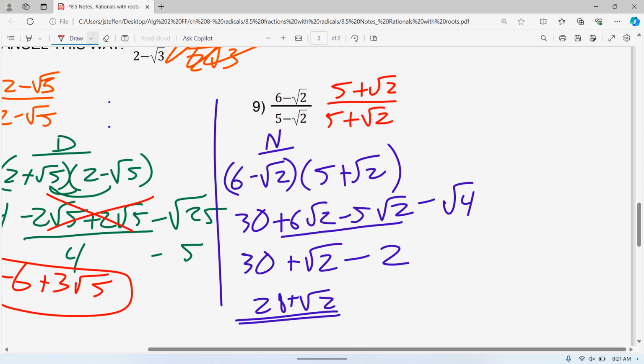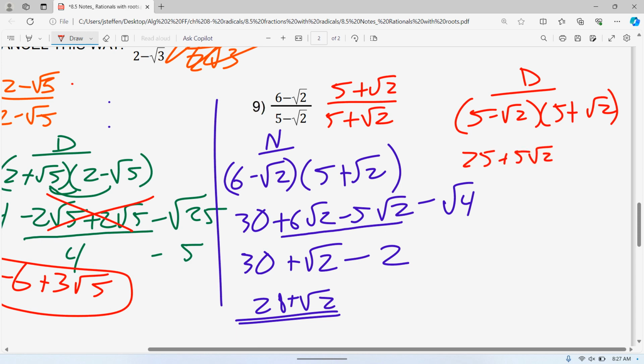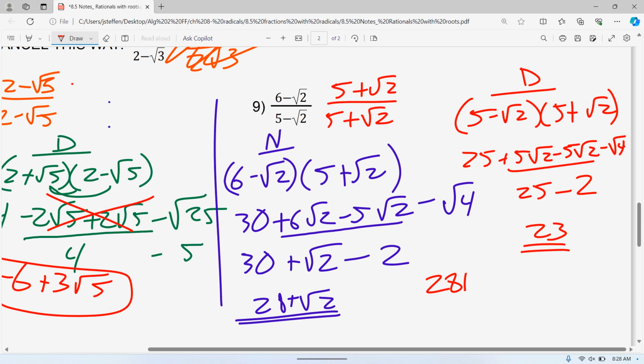And the other one, then, the denominators, we have 5 minus root 2 and 5 plus root 2. Again, when you distribute, 5 and 5 is 25. 5 and root 2 is positive 5 root 2. Negative root 2 and 5 is negative 5 root 2. Then we have minus root 4. So these numbers cancel in the middle. We end up with 25 minus the square root of 4 is 2. 25 minus 2 is 23. So that's your denominator. So your final answer, 28 plus square root of 2 over 23.